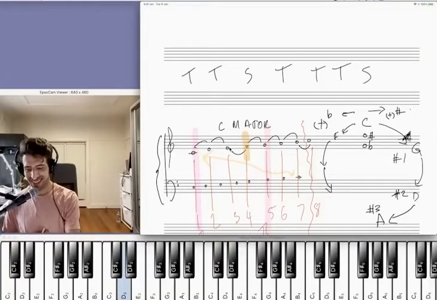So the C to D, that's a tone. And C to C sharp is a semitone. Okay, so if I actually play every note next door to each other, each of these are semitones. And if I go C to D, that's a tone. D to E is a tone. E to F is a semitone. F to G, tone. G to A, tone. A to B, tone. B to C, semitone. So that's our major scale. Does anyone have any questions about that? Nope. Cool.